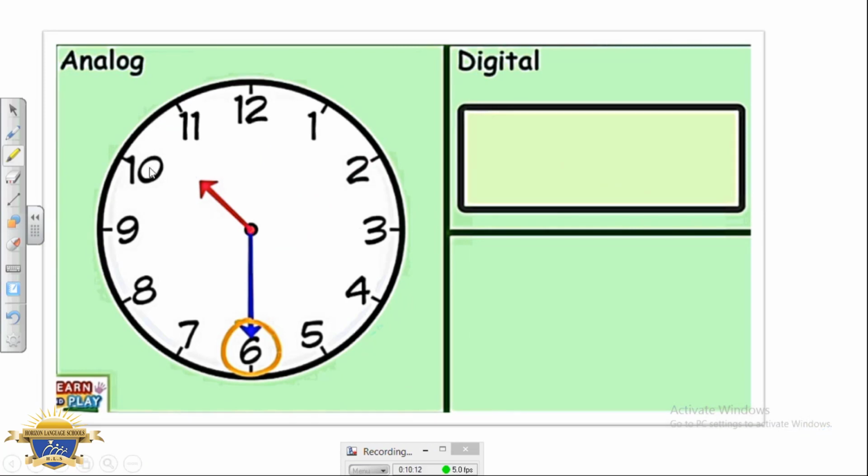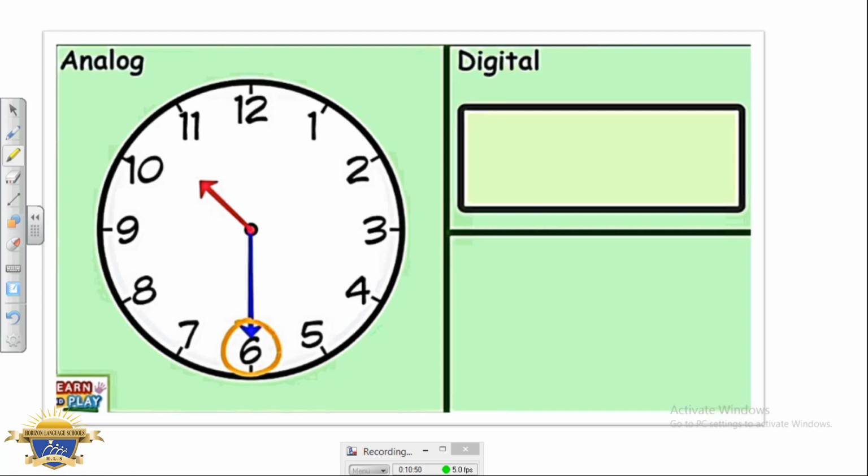We have here the analog clock. The short hand tells me the hours, the tall hand tells me the minutes. Okay, now I want to write the digital clock. We said that first I will write 2 points. Then we will look at the minutes hand. The minutes hand is on number 6, so the minutes is 30, right? Because it's on number 6.